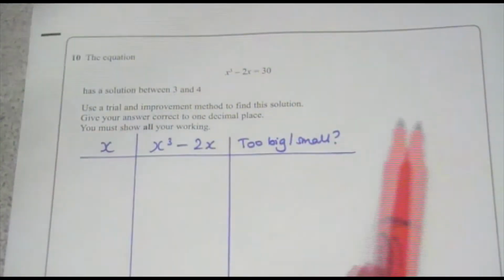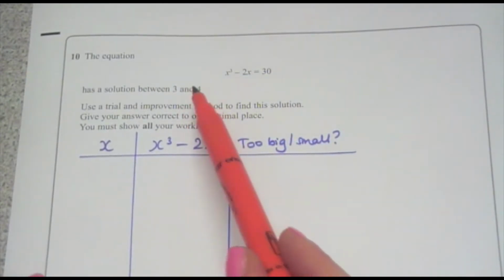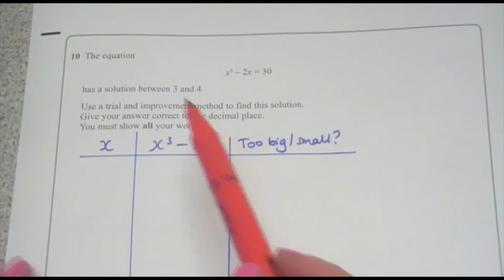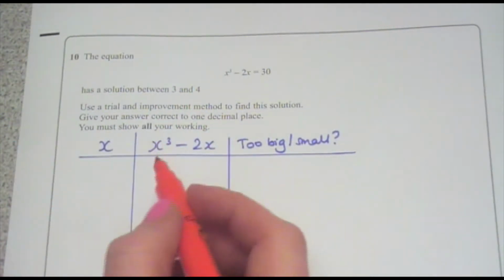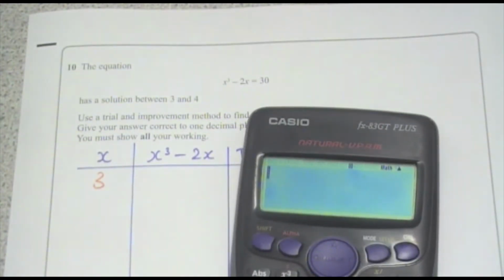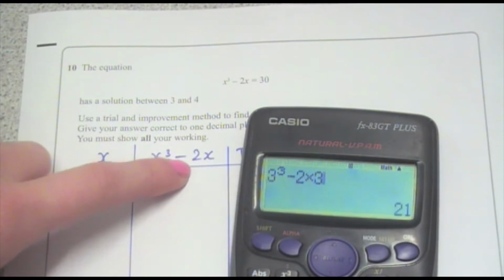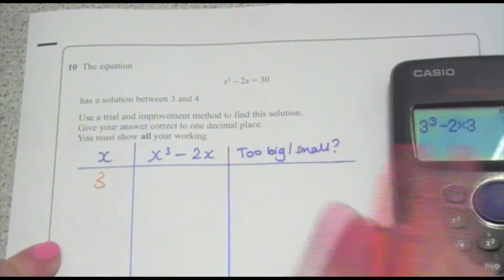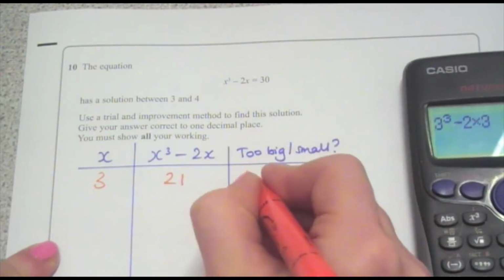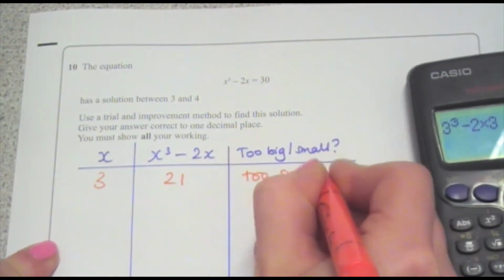Now it says the equation has a solution between 3 and 4, so that tells me those are the first 2 values I need to try in this equation. So I'm going to try x equals 3. On my calculator, I need to do 3 cubed, take away 2 times 3. That gives me an answer of 21. Now 21 is too small because I want an answer close to 30. So I'm going to write too small.